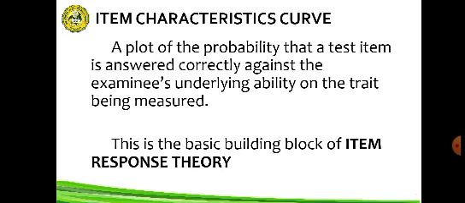Next is another topic, the item characteristics curve. It is actually a plot of the probability that a test item is answered correctly against the examinee's underlying ability on the trait being measured. This is a basic building block of the item response theory. Simply understood, it shows the likelihood of respondents to select a certain choice in a test or sometimes a certain scale in a survey.